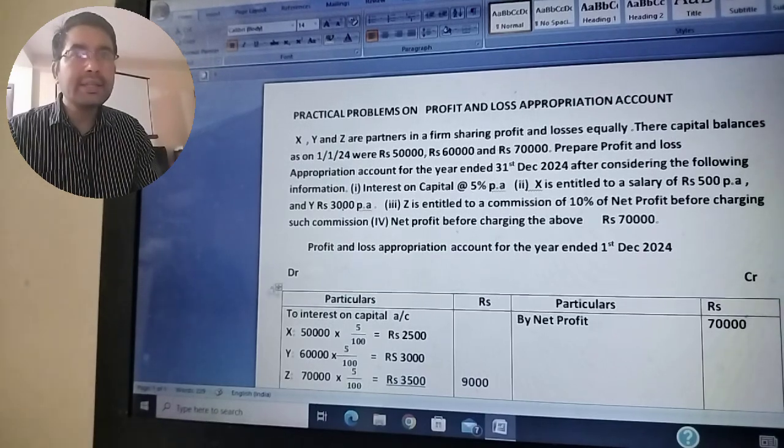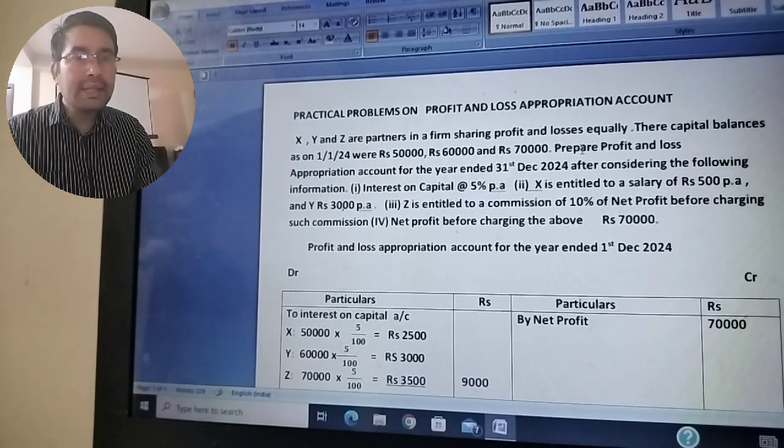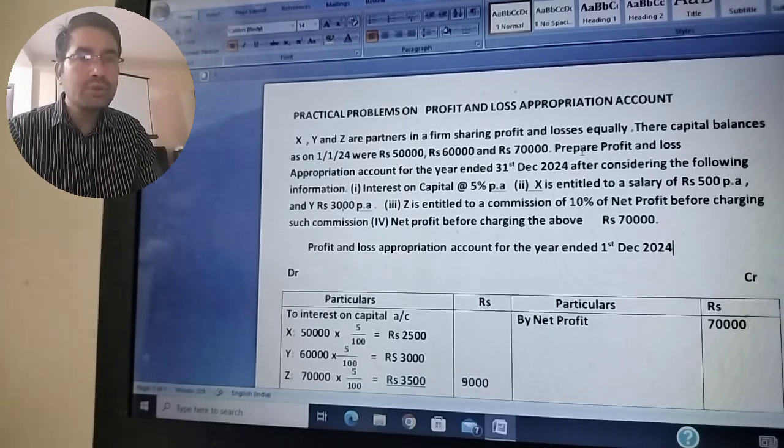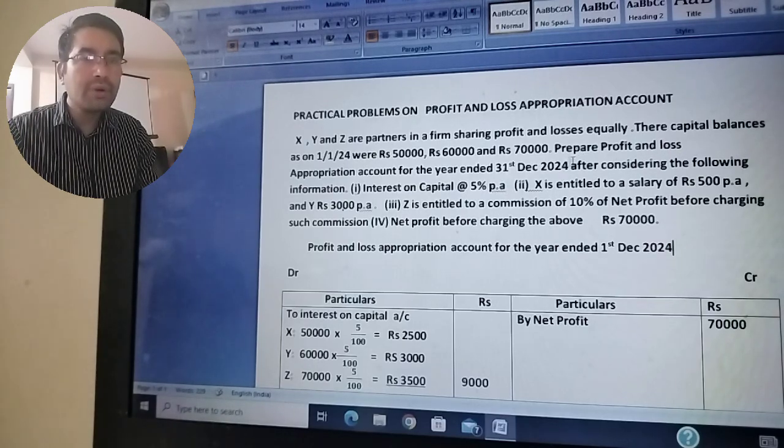X, Y, and Z are partners sharing profit and losses equally. That is, the three partners will share profit in the ratio of 1:1:1. Their capital balances as on 1/1/24 were rupees 50,000, 60,000 and 70,000. Prepare profit and loss appropriation account for the year ended 31st December 2024 after considering the following information.